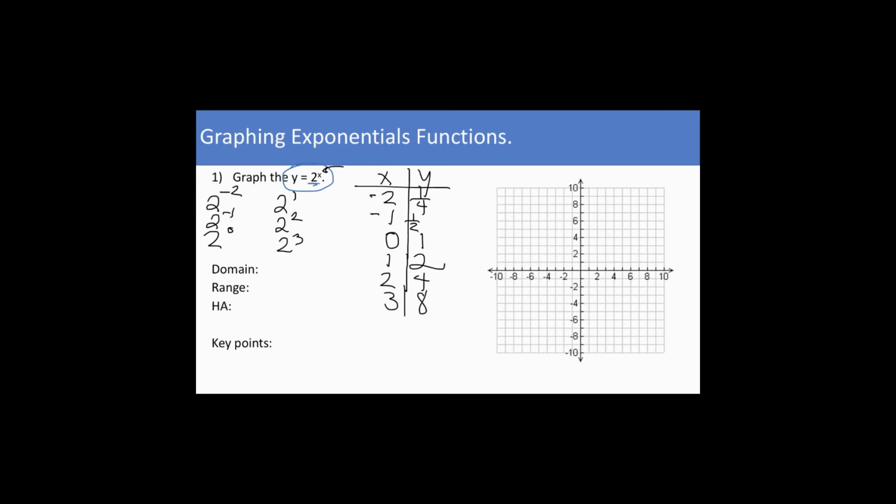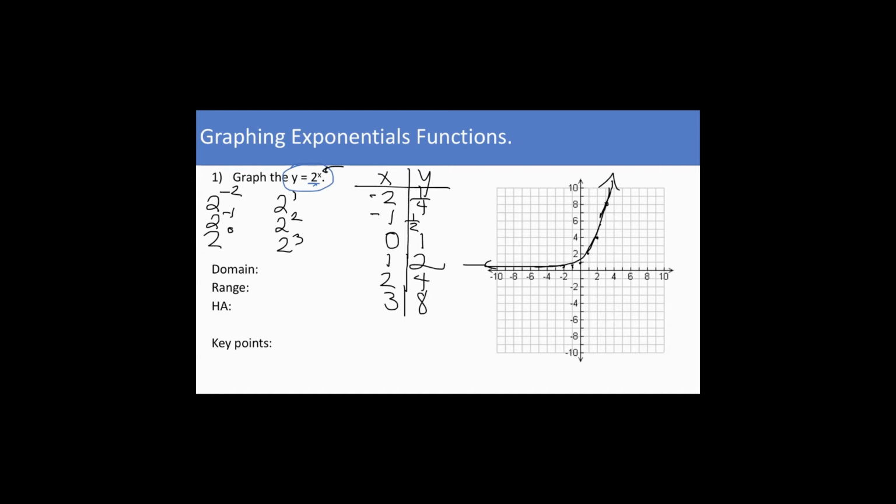So my parent graph is going to look like this. So we have -2, 1/4; -1, 1/2; 0, 1; 1, 2; 2, 4; and 3, 8. So when we connect them, some of my students have said it kind of looks like a J. Sort of. It flattens out here as x approaches negative infinity, it just flattens out, and then as it goes positive, it just goes up, up, up quickly.